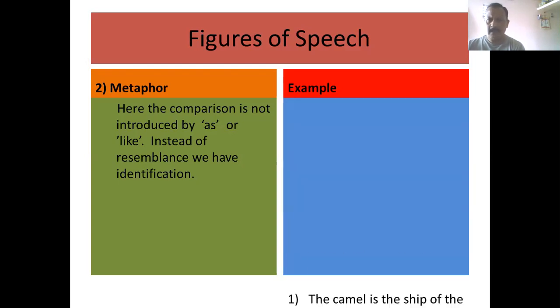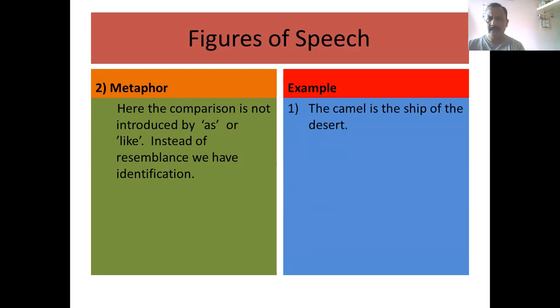Now here metaphor is shown in this example. The camel is the sheep of the desert. Here camel and sheep are compared. Camel is directly said to be the sheep of the desert. So here the comparison is shown between camel and sheep, but without as or like. At that time it is called metaphor. Then the second thing, life is a dream. Here life and dream are compared. Life is directly called a dream. So here also like or as is not used. It is also called a metaphor.